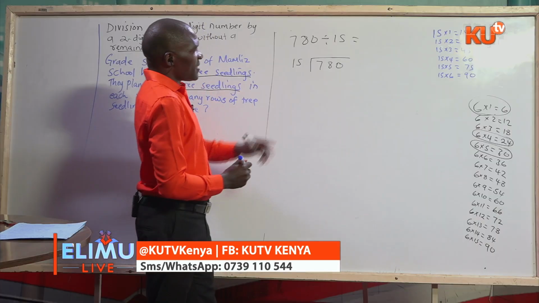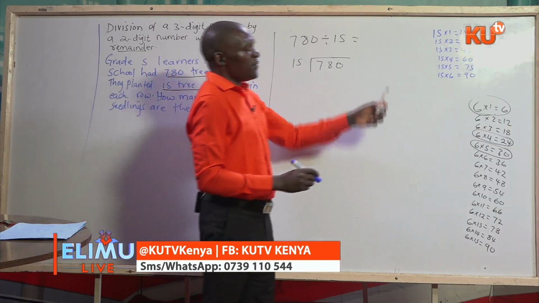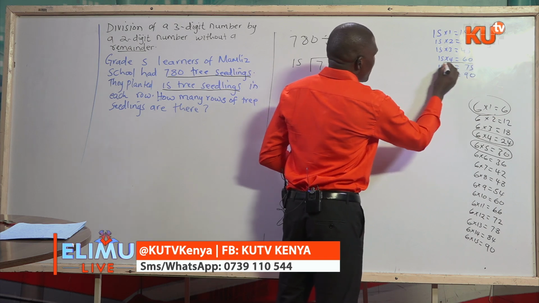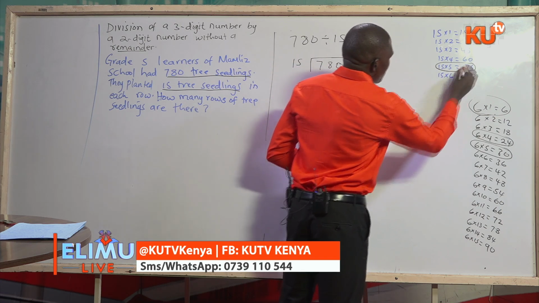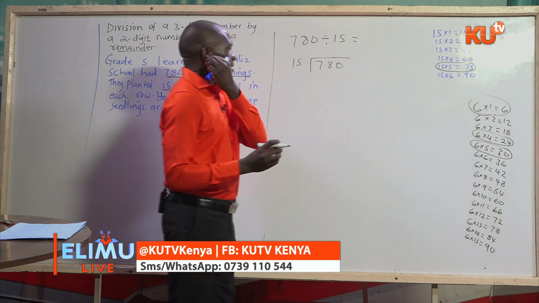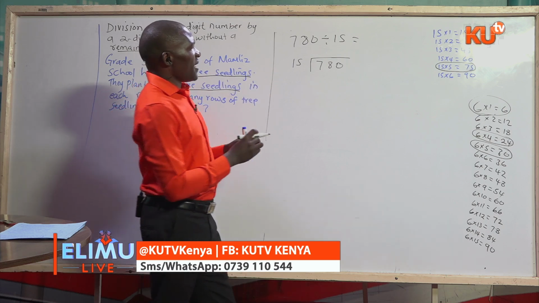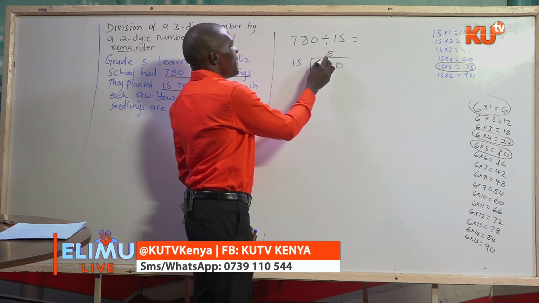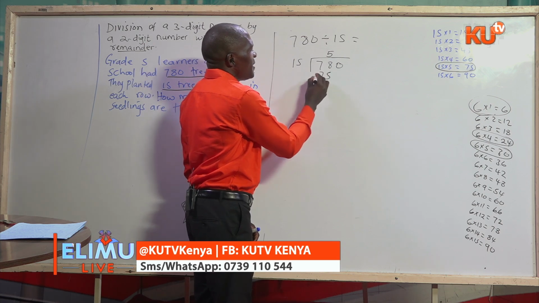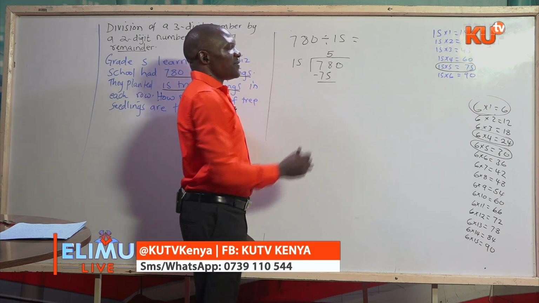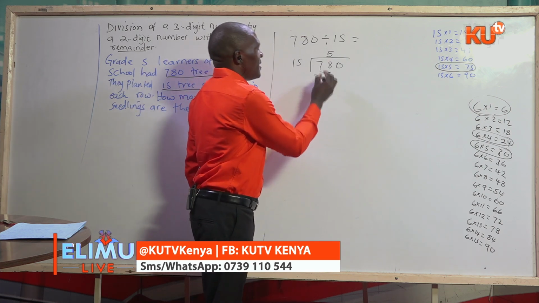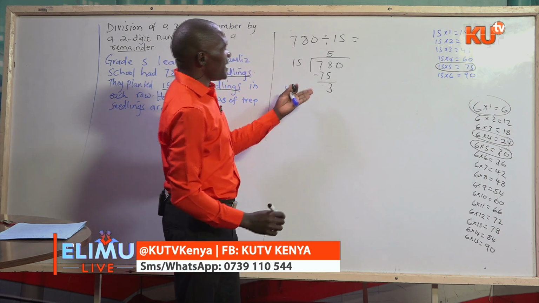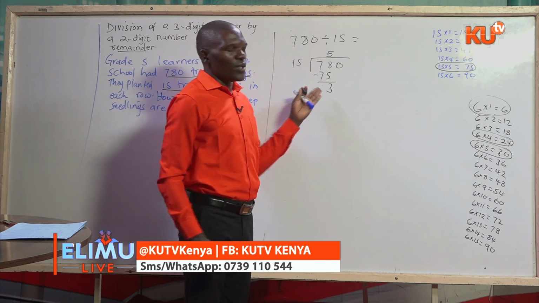So how many times does 15 go into 75? Move to table 15 and find out which number is nearer to 78. That is 75, which is 5. So you write 5 on top of 78. Then 5 times 15, that is 75. Subtract 8 minus 5, that is 3. And then 7 minus 7, that is 0. So there is no need of writing 0. You can even put there a dot.